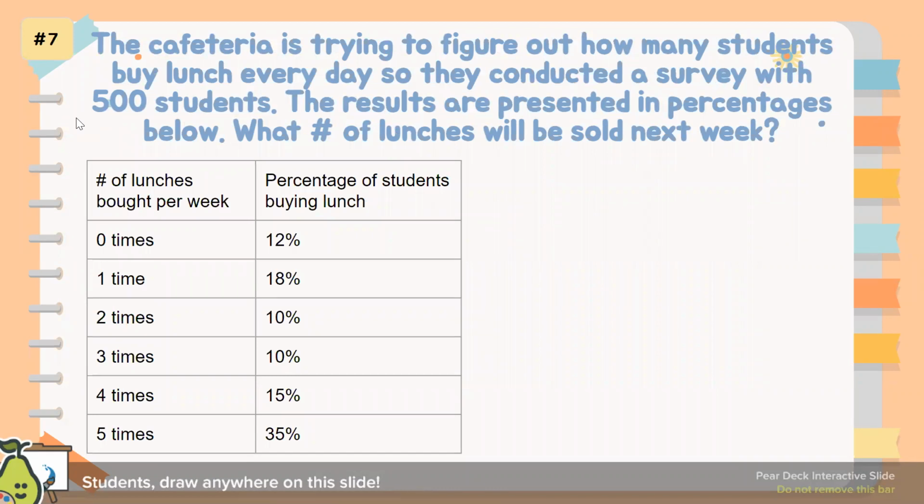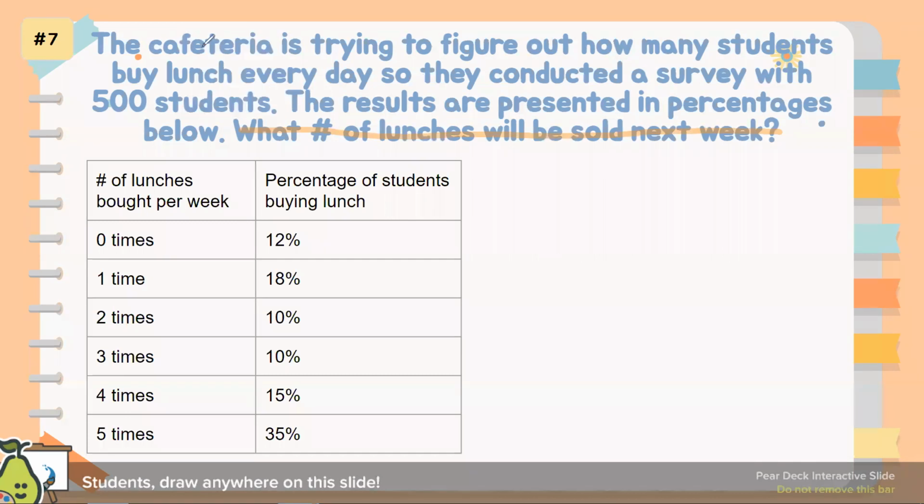Okay, the cafeteria is trying to figure out how many students buy lunch every day. So they're going to conduct a survey with 500 students. The results are presented in percentages below. So this is kind of like a frequency distribution table. What number of lunches will be sold next week is the question. So what we're trying to answer is what is the number of lunches that will be sold next week?